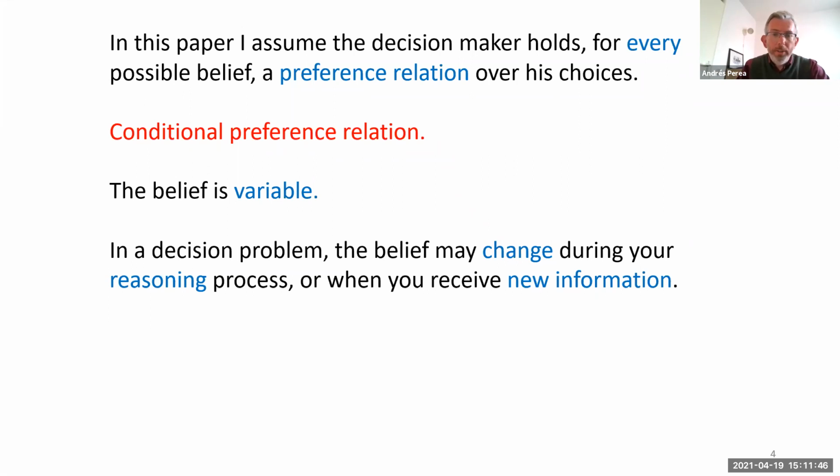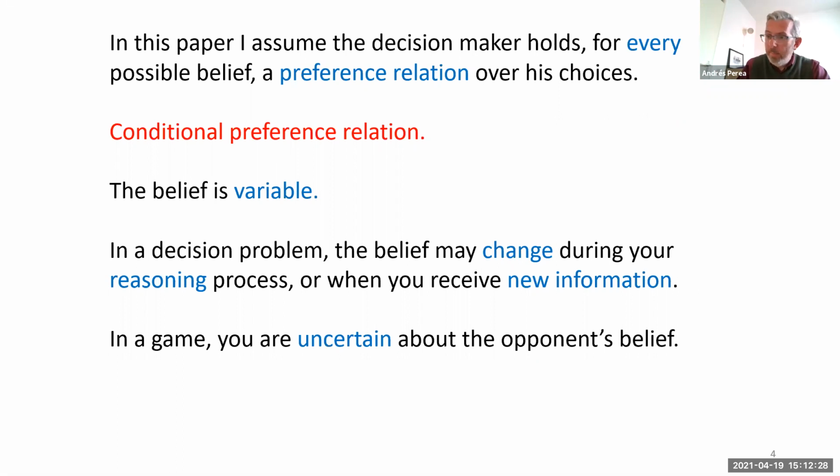And why is it important to have varying beliefs, so not a fixed belief? In a decision problem, your belief may actually vary for at least two different reasons. In a static setting, you may start reasoning about the possible states, and through your reasoning process, you may change your belief. Or if you think about the dynamic setting, it may be that you receive some new information which rules out certain states, or which enables you to fine-tune your probabilities of the states. This information would then induce you to revise your beliefs.